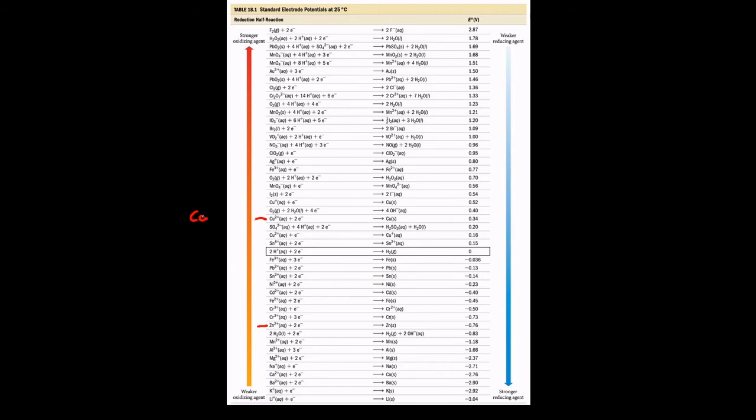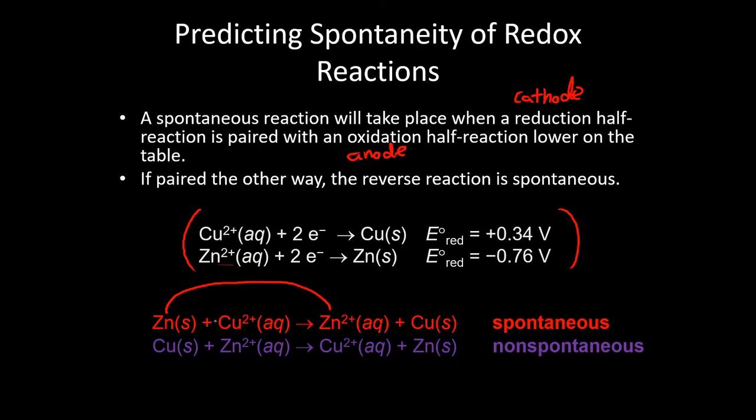So if this is our cathode, and this is our anode, then this process is indeed spontaneous, and that's what we see there. It's telling us that it is spontaneous. If we had it flipped the other way, if the copper was being oxidized and the zinc was being reduced, then it would be non-spontaneous. By definition, if it's spontaneous in one direction, it is not spontaneous in the opposite direction. We talked about this in the last chapter.